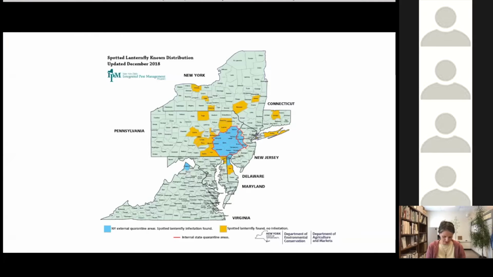So the state of Pennsylvania and the state of New Jersey have implemented quarantines. And actually, this is a little out of date because Delaware just enacted their quarantine. That was announced the end of last week. So we can now add Delaware as having their own quarantine in place. But Virginia has not, and actually there is an infestation in Maryland, and they have not included a quarantine. So as an effort to protect New York and protect our growers and our economy, we've placed an exterior quarantine on states that have spotted lanternfly.